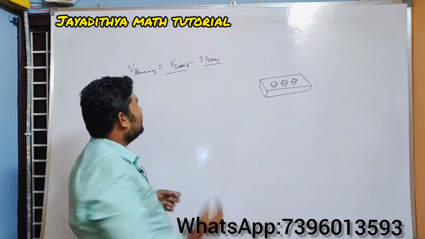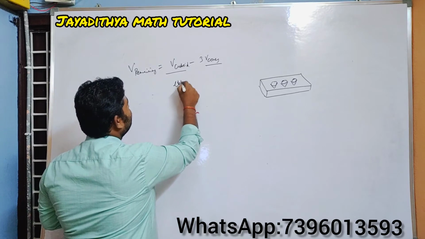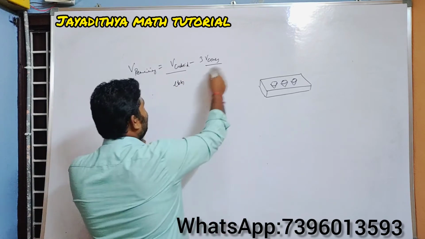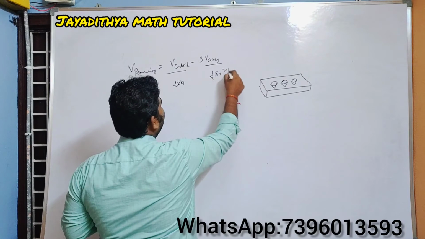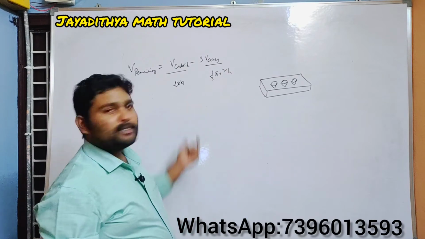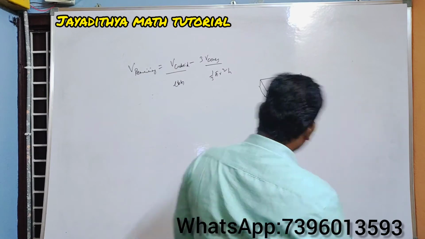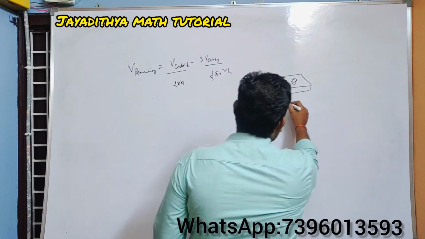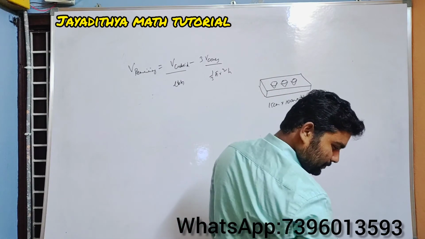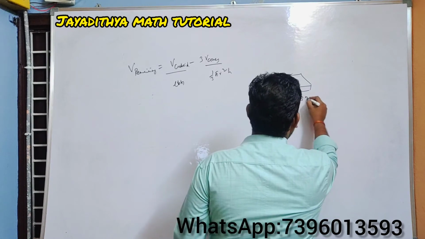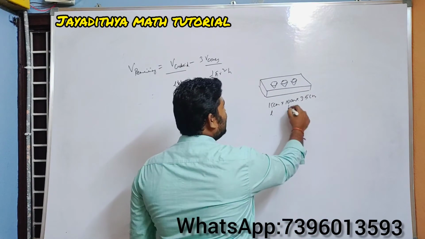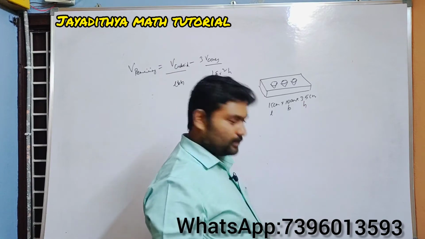Volume of cuboid is nothing but L into B into H, the dimensions are given, and volume of cone is 1/3 pi r square h. Here also the dimensions are given. Simply you substitute the values. Length, breadth, height are 15 centimeters, 10 centimeters, 3.5 centimeters. That means L is equal to 15, B is equal to 10, and height is equal to 3.5.